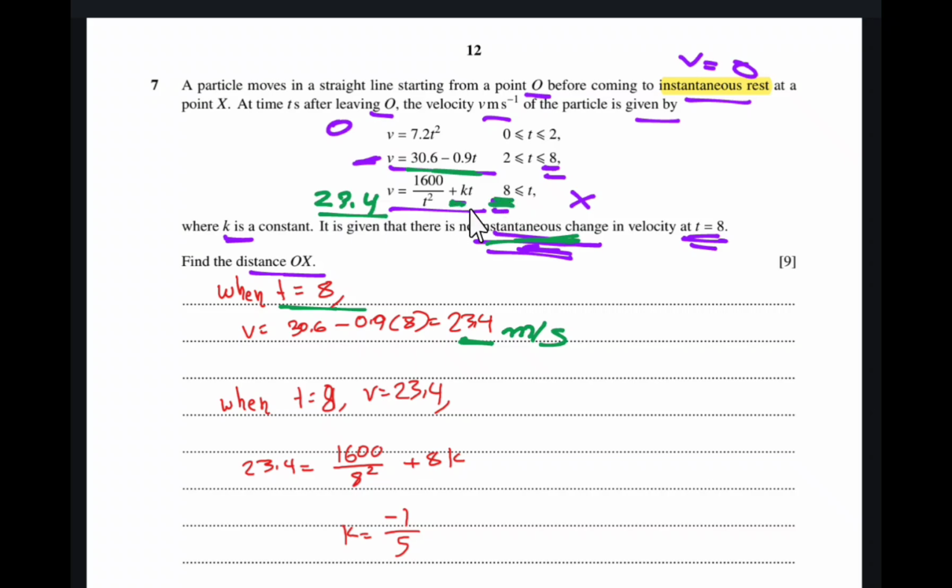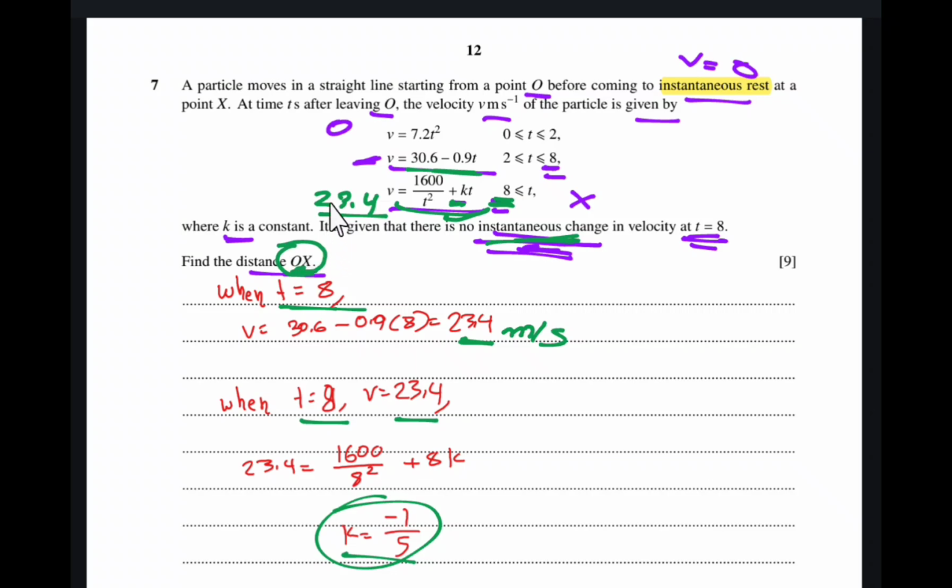So velocity is 23.4, time t is equal to 8. We need to find the value of constant k. After calculating at time t equals 8 and v equals 23.4, we get the value of k from this last equation as negative 1 by 5. As we know the value of k, we can substitute the value of time to find the velocity or the distance at this instant. So now we need to calculate the total distance.